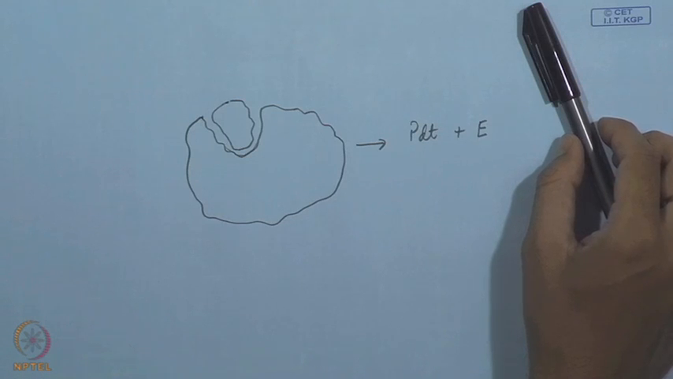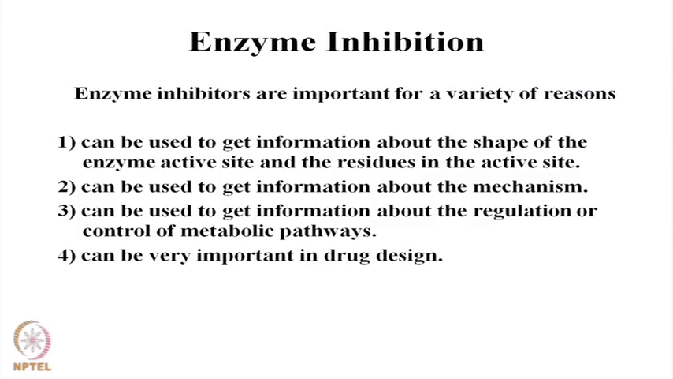Then it can be used to get information about the mechanism, or how the reaction is taking place. So the mechanistic part we can also find out. It can be used to get information about the regulation or control of metabolic pathways. Using various inhibitors, we can find out these things. And also for drug design, enzyme inhibition studies are very important.